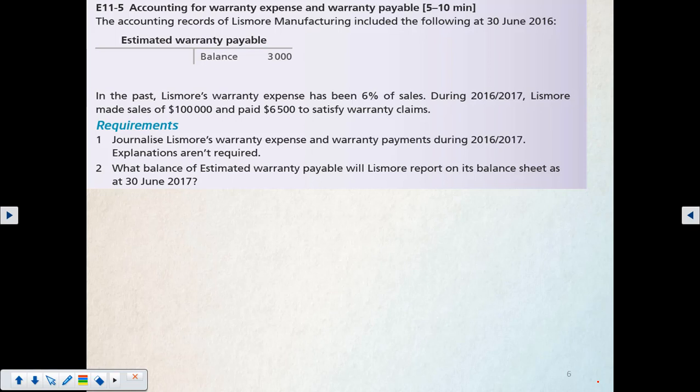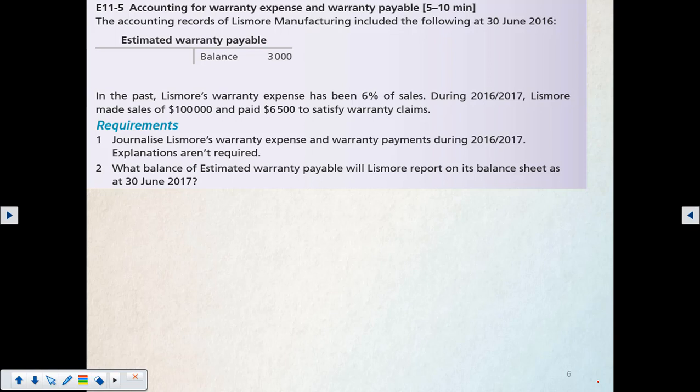Expense is the estimated one. Payments is the actual one. Is that okay? Can you remember all these things? Expense is the estimated one and the payment is actually whatever we paid. So warranty expense is always going to be estimated, and the payment is whatever we actually paid.